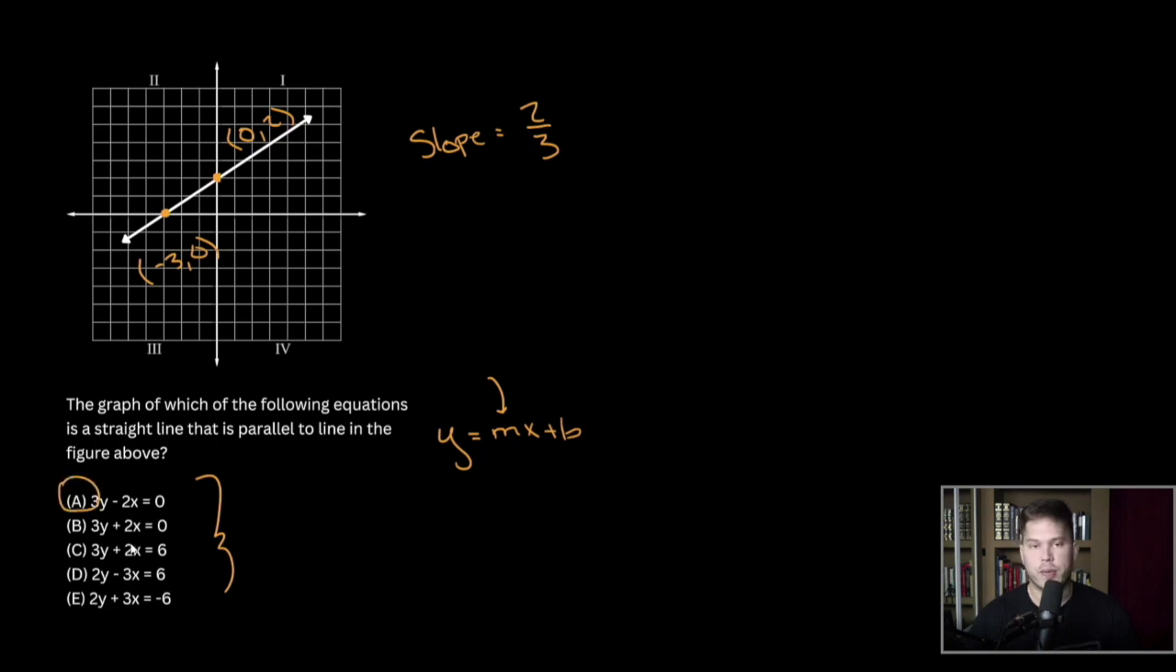For B, let's just double check. B, if we move the 2x over, it would be negative, so that wouldn't work. For the same reason, C wouldn't work. And for D and E, notice that we have a 3x, and so that won't work for either of those. So our answer here is answer choice A.